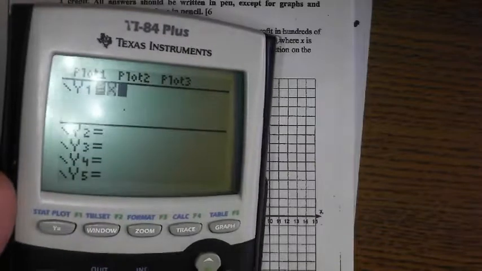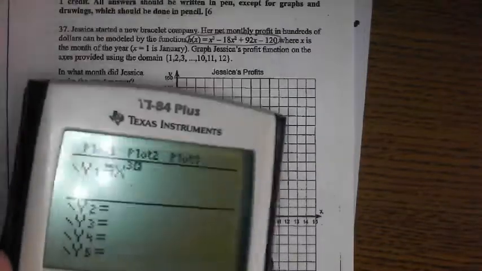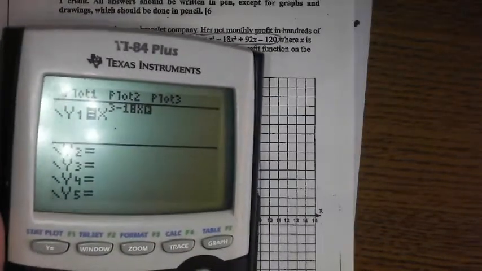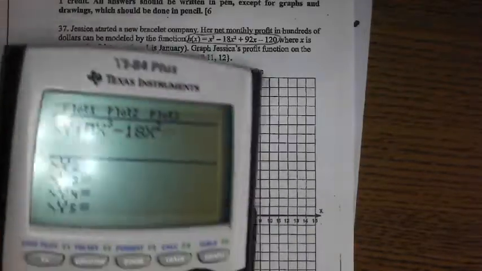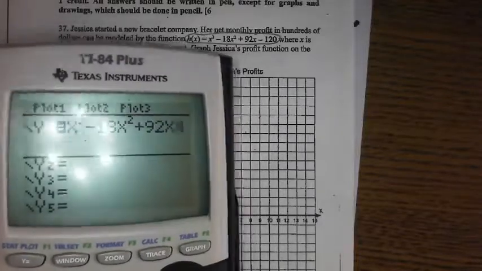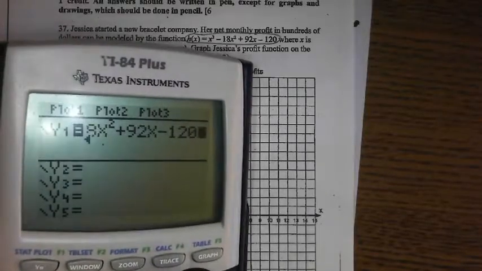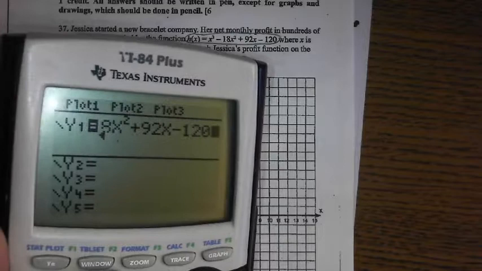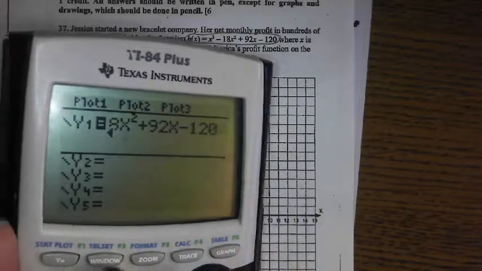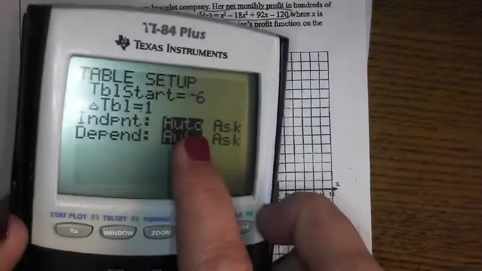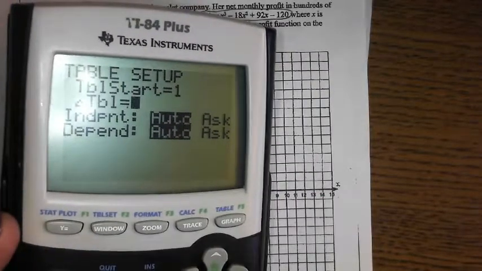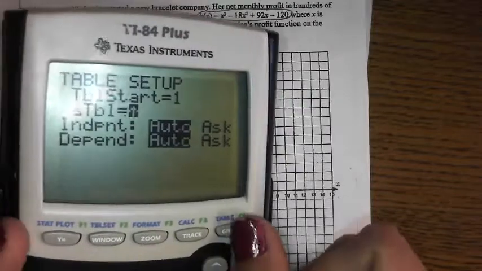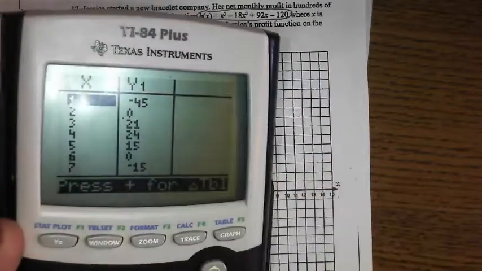So the best way to do this is just type it in and look at your table. X to the 3rd power minus 18x squared, oh boy, plus 92x minus 120. And I don't know what your table is set up at, but if you go to second window, you can set up your table to start at 1 and change in increments of 1. So now when I look at my table, it's exactly the points that I want.